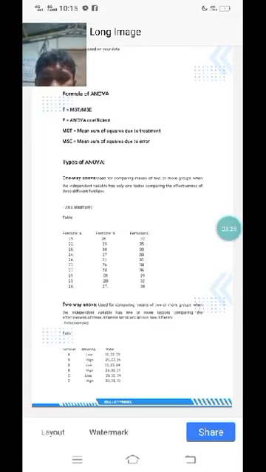Two-way ANOVA is used for comparing means of two or more groups when the independent variables have two or more factors, for example comparing the effectiveness of three different fertilizers across two different conditions. These are the examples of two-way ANOVA: fertilizer, watering, yield.